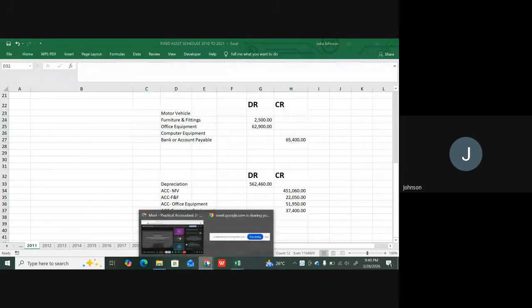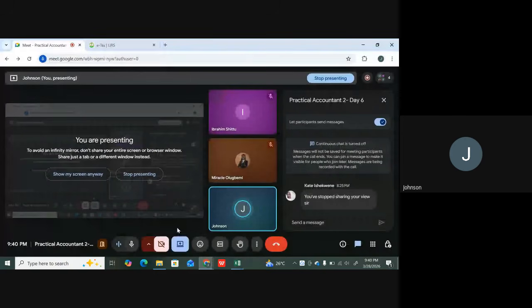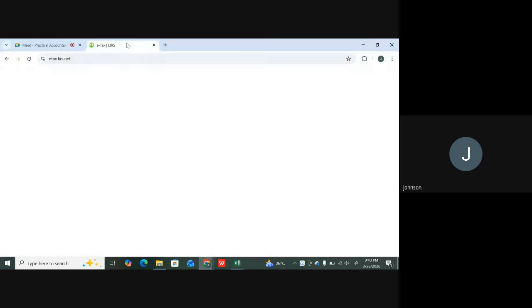So with that being said, let's now go to something else. Let's go and check for this our e-tax. This is going to work. So let's refresh the page and see whether it's going to work. I need to quickly run us through how to do our annual returns on the e-tax portal.